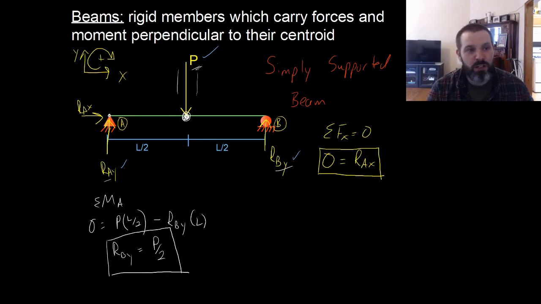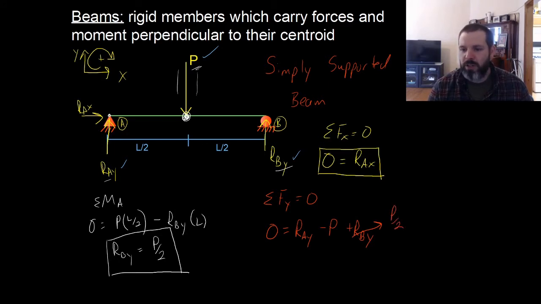We can finish off and solve for RAY by summing the forces in the y direction. The sum of the forces in the y has to equal 0. 0 is going to equal RAY minus P, because it's acting down, plus RBY. We know that RBY is P over 2. So if we solve this, we find that RAY is equal to P over 2 as well.